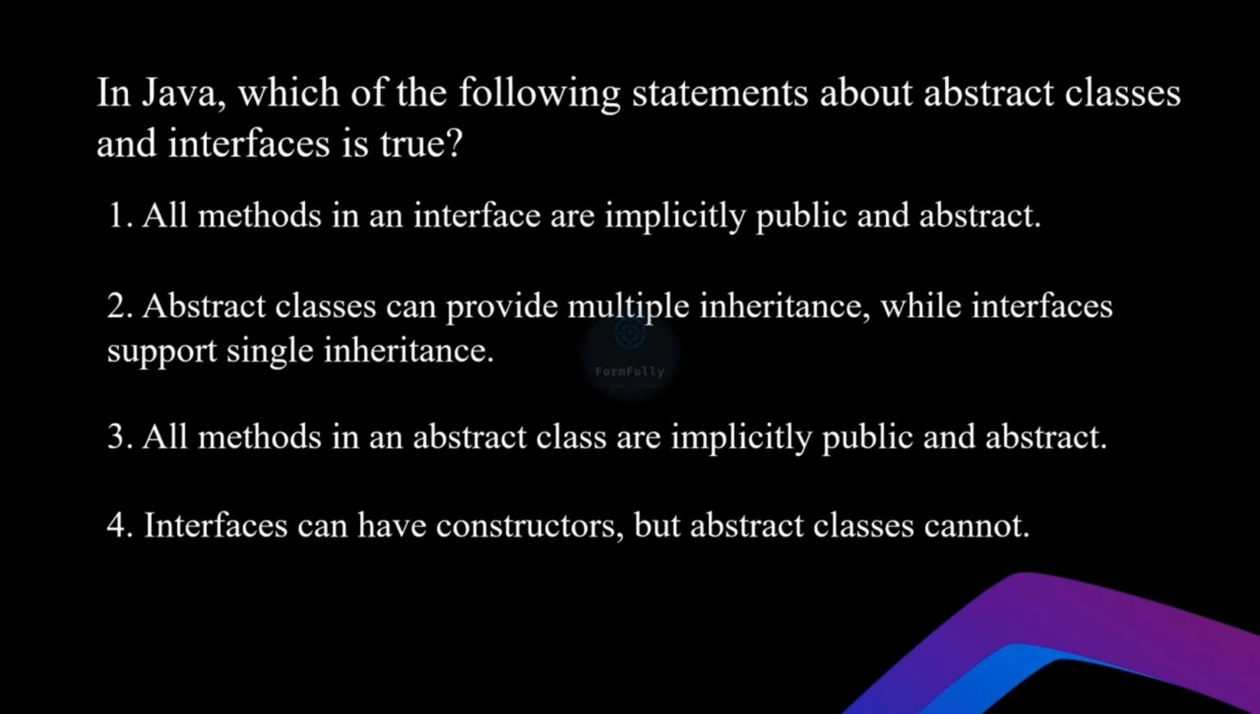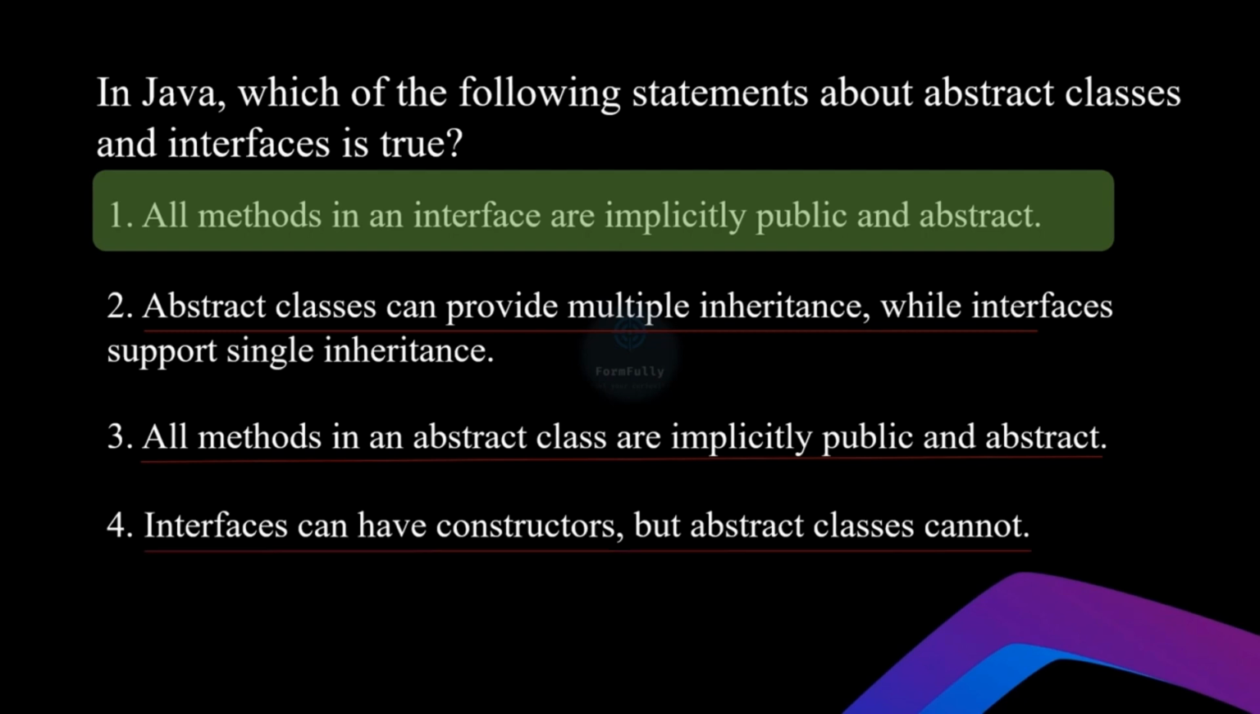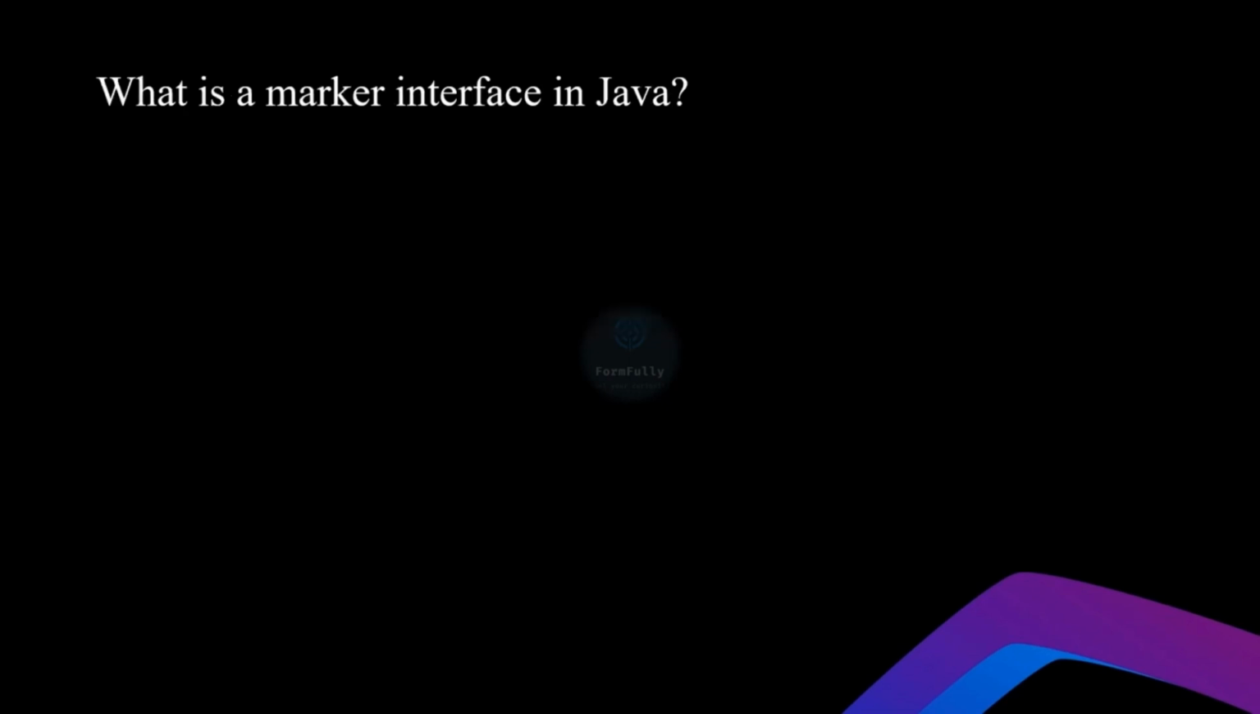Here, in Java, all methods in an interface are implicitly public and abstract. Option B is incorrect because it states that abstract classes provide multiple inheritance, while they provide single inheritance just like interfaces. Option C is incorrect because abstract classes can have non-abstract methods and these methods are not necessarily public. Option D is incorrect as both interfaces and abstract classes cannot have constructors. So option 1 is correct. Moving to the next question.